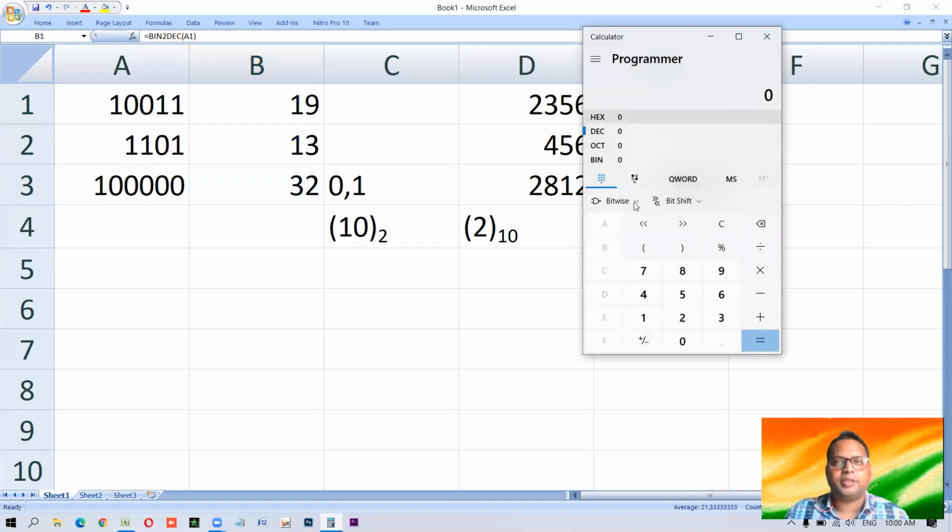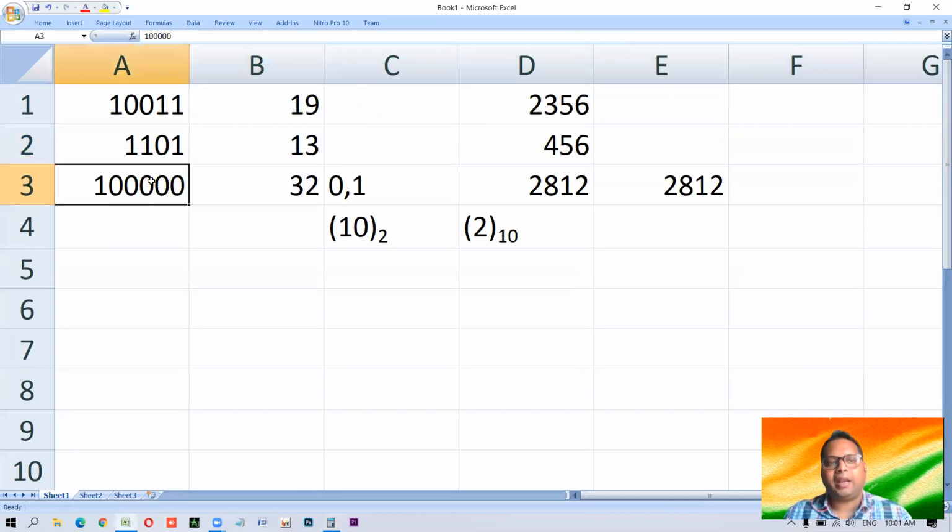use the programmer's calculator, click binary and write 10011. What does it make? It makes decimal 19. Look at this, decimal 19, binary this. And then write 1101. This makes 13. And then write 1, then 1 2 3 4 5 zeros. It makes 32. So this is how we have got the sum of the binary numbers. So this is how we add the numbers.